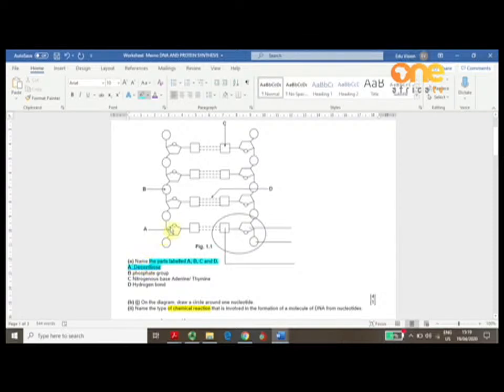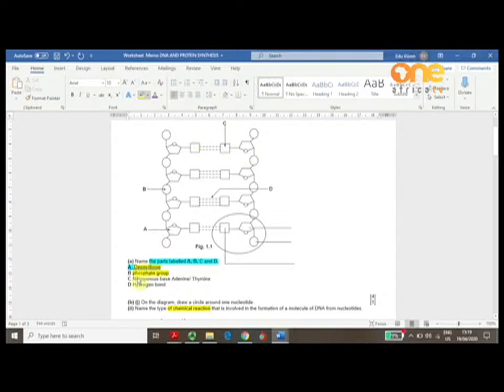Deoxyribose is A. B, very important, B will be a phosphate group. Look, it is not a phosphate. It's a phosphate plus other elements. And then C. We will look at C, and C will be a nitrogenous base.